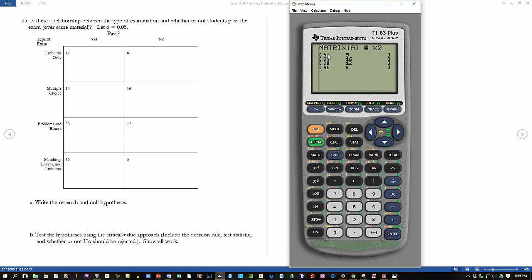And so just put in 41. See, it used to be 8 there. I want that to be 9. Then 34, 16, 38, 12, 45, and 5. So you've entered the numbers into matrix A. Those are my observed values.